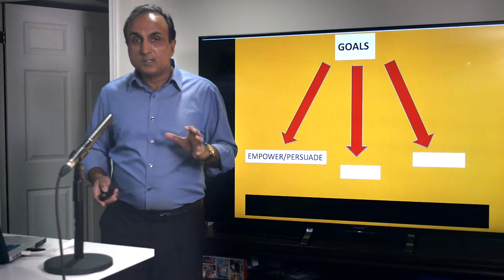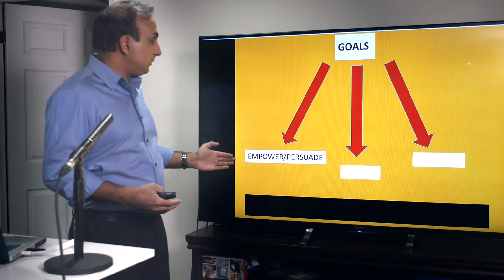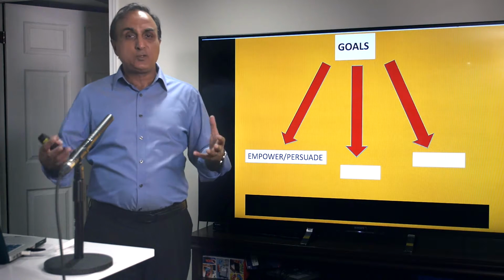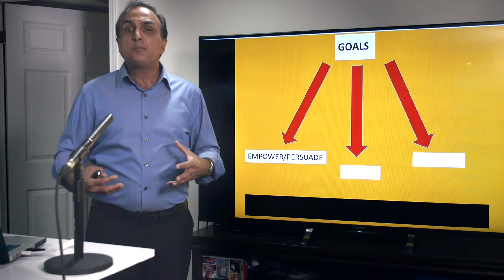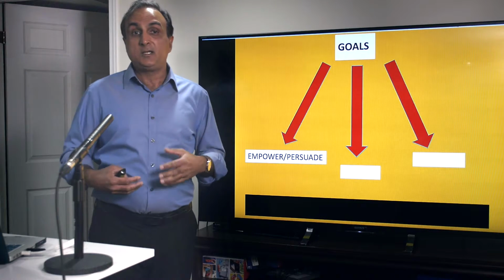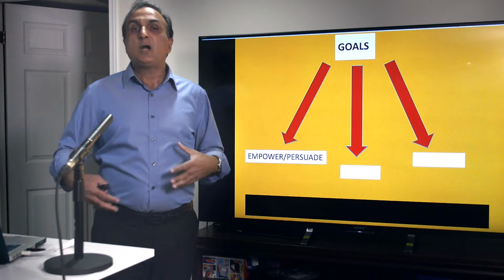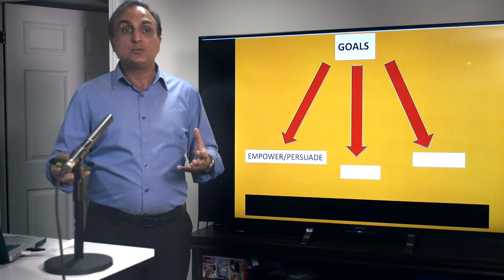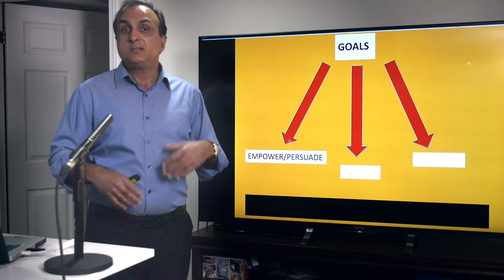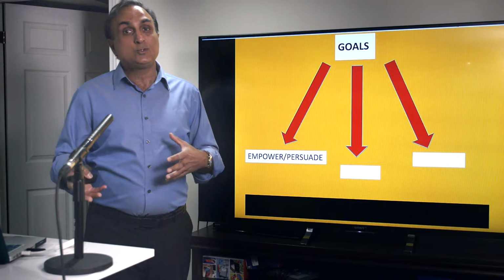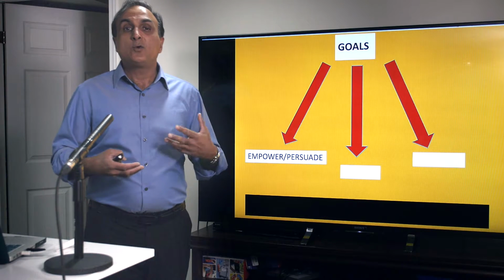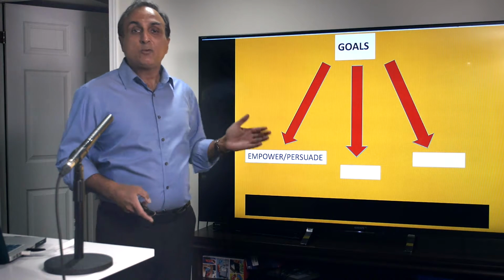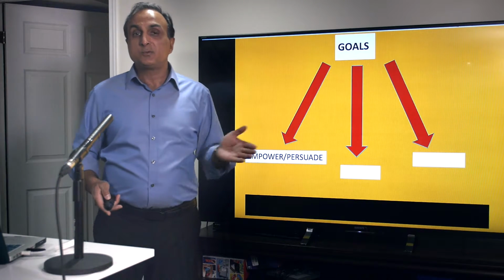The first goal is really about empowering or persuading. So if that's your presentation, you're either empowering them to communicate an idea or to change a behavior, or you may be persuading them to use a certain skill in the clinical setting, or persuading them to buy a particular product, or persuading them to move in a different direction.